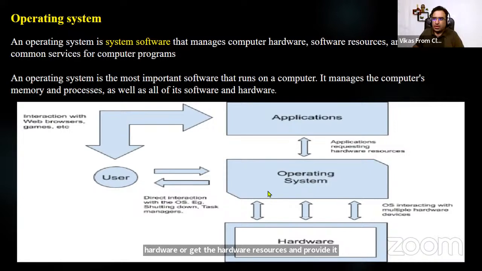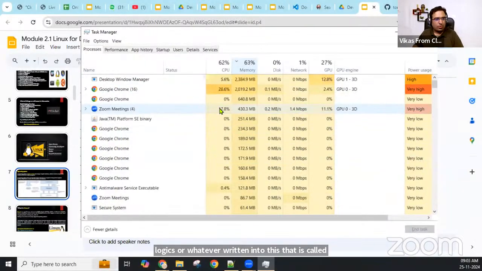Agree? Yes or no? An operating system is a system software that manages computer hardware and software resources, and provides common services to computer programs, that is, applications. It is the most important software that runs on every computer. It manages the computer memory, processes, as well as the software and hardware with the help of the logic written into it. In my current case, since I'm showing this screen, I'm using the Windows operating system.